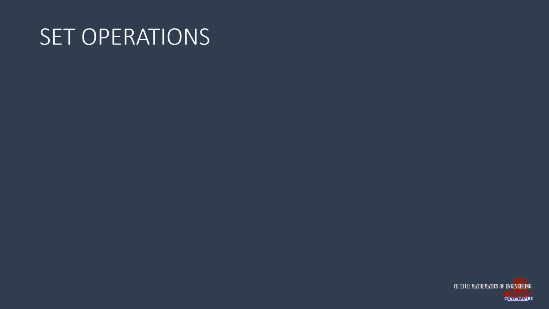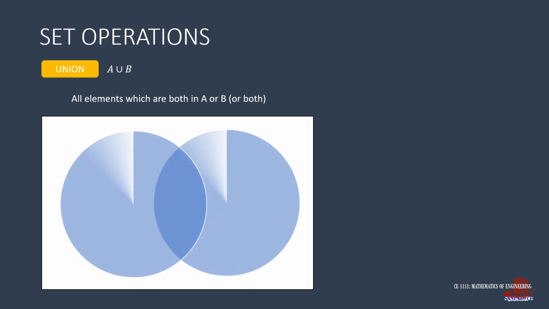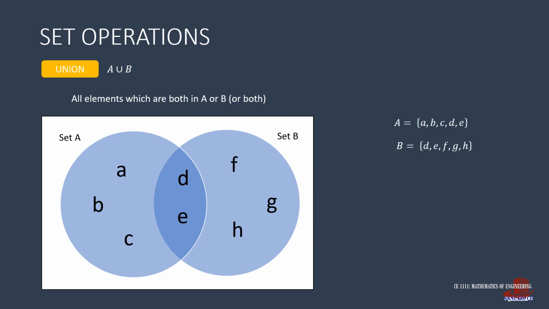The first operation is union, notated with the symbol ∪. Union means all elements in both sets A and B. If we illustrate this operation in a Venn diagram, showing set A with elements A, B, C, D, and E, then set B has elements D, E, F, G, and H, union is taking into account all the elements in both sets, that is, A, B, C, D, E, F, G, and H.